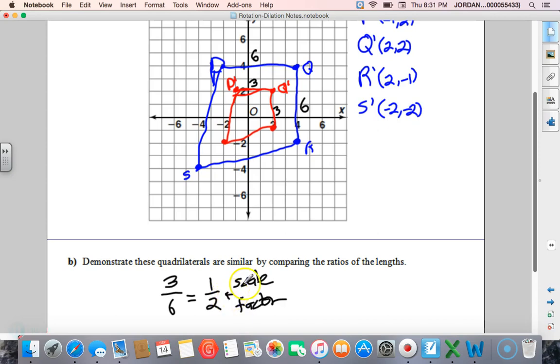So if we did our shape right, the scale factor should be the same for all the side lengths. If we found the lengths of these two using the distance formula and the lengths of those two using the distance formula, they should still be 1/2. And as you can see on this one, it's also going to be 3 over 6, which is 1/2. So those two are the same, which just shows that they're similar.